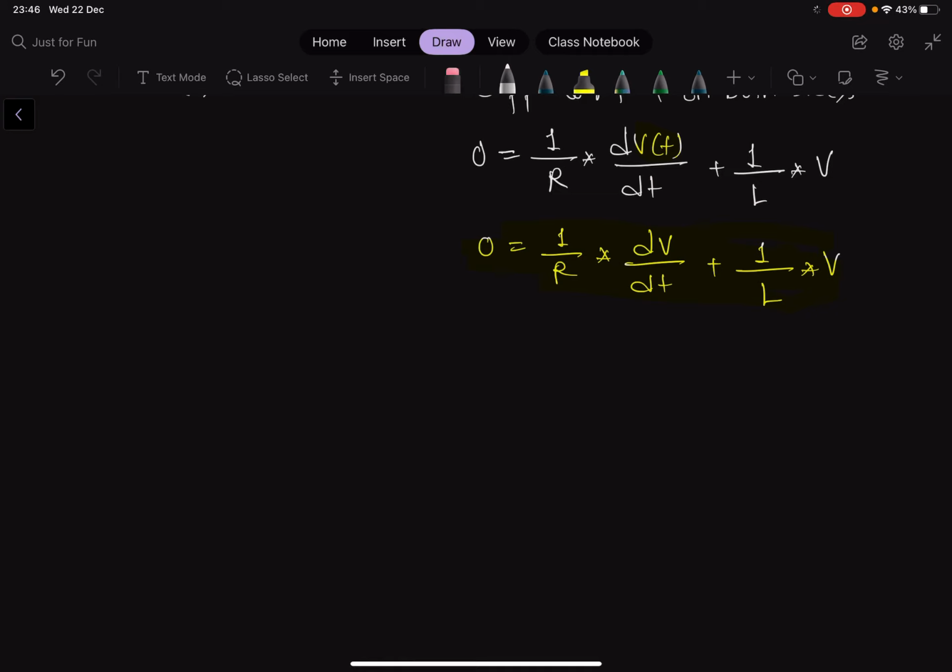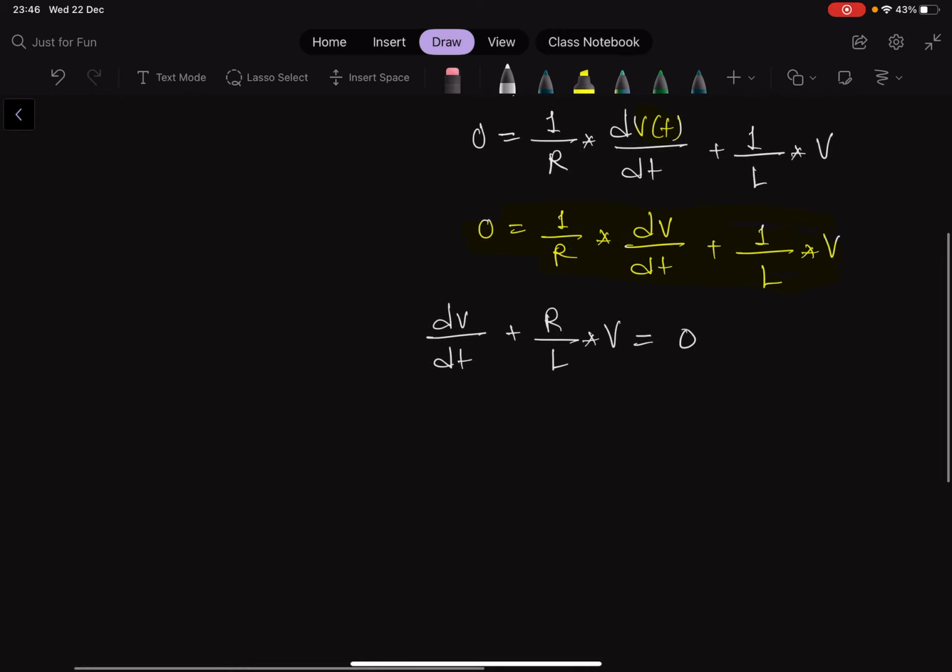So if we multiply both sides by r, we're going to get r over l times v equals 0, because that r and r will cancel, and we got dv over dt plus r by l times v equals 0, because 0 times r is going to be 0. So this is our differential equation.